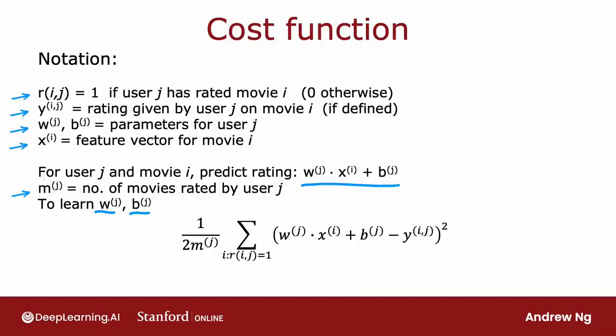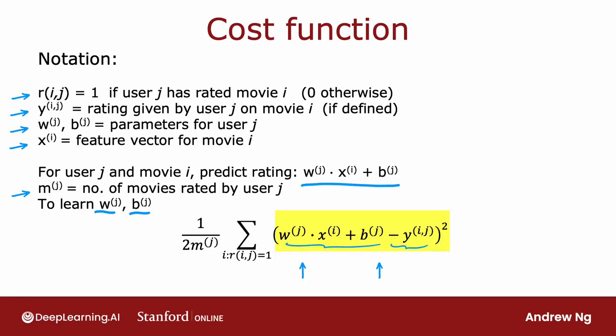So the cost will be the prediction, which is wj.xi plus bj, minus the actual rating that the user had given, so minus yij, squared. And we'll try to choose parameters w and b to minimize the squared error between the predicted rating and the actual rating that was observed.